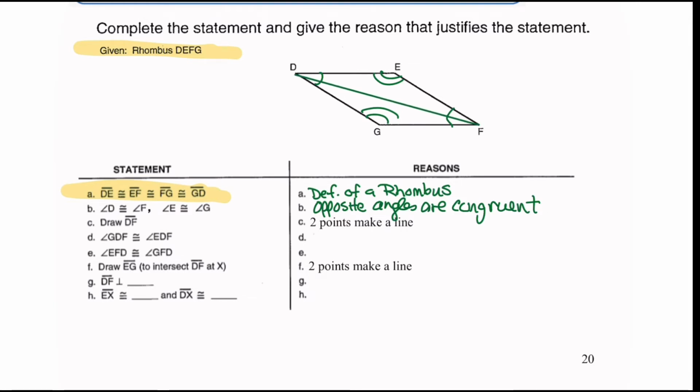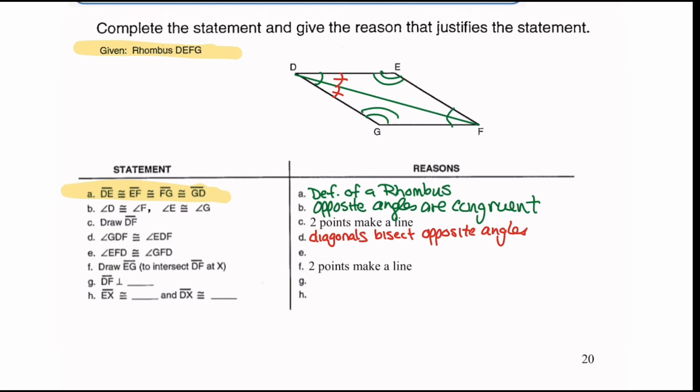And what we have here is that GDF, this angle right here, is congruent to EDF right here. So we see that the diagonal is cutting that angle D into two equal pieces. Call that an angle bisector. So we say that diagonals bisect opposite angles.